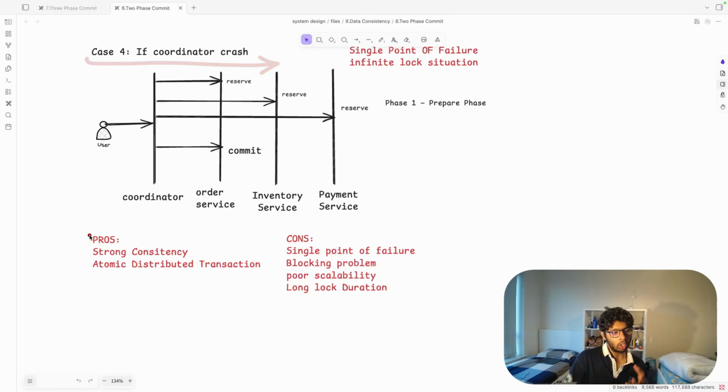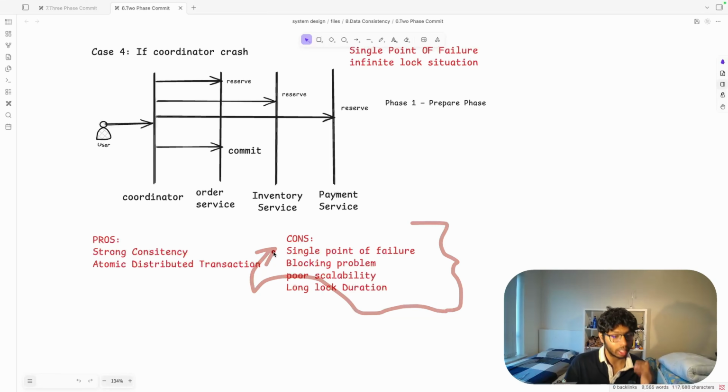Now these are the pros and cons. It provides strong consistency and atomic distributed transactions, and there are rollback features in two-phase commit. But there are some problems in it, and maybe some of these problems are going to be solved in our three-phase commit.